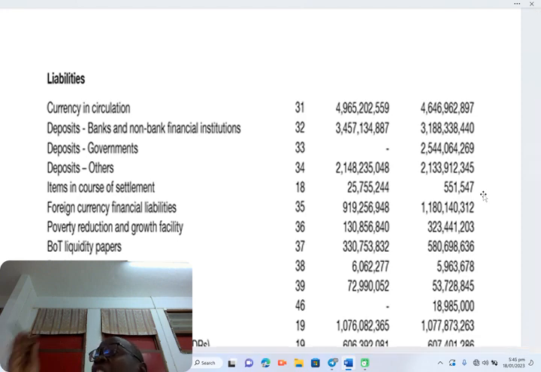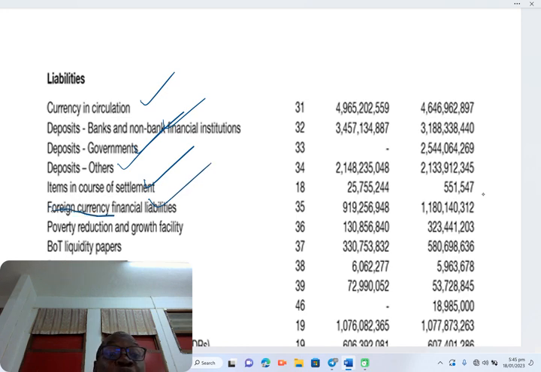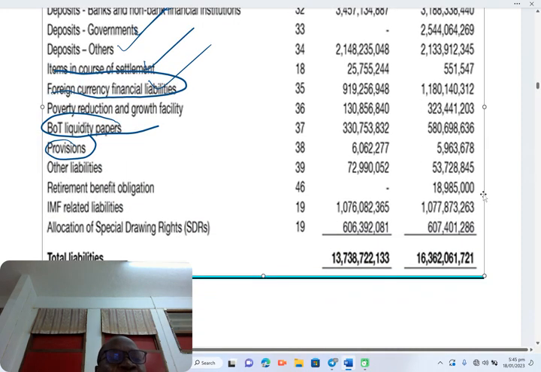And remember, in financial instruments, we have financial assets and financial liabilities again. So in here, we have currency in circulation, we have deposits, we have government deposits, other deposits, items in the course of settlement, foreign currency financial liabilities. You see, foreign currency financial liabilities. We have liquidity papers. We have provisions under IPSAS 19. We have retirement benefits, and then we have allocation of special drawing rights and others. This is how the balance sheet of the BOT arises.